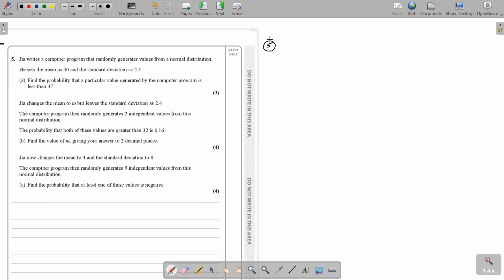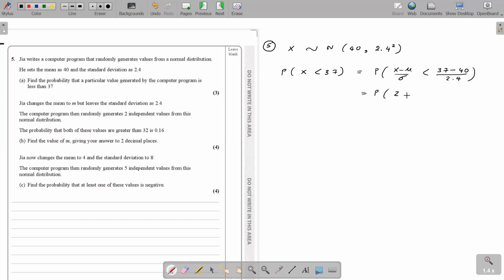Okay, so then X is the value that's generated from the normal distribution, right? So X has a normal distribution with mean 40, standard deviation 2.4, meaning variance is 2.4 square, right? Find the probability that the particular value generated by the computer is less than 37, which means what? X is less than 37. Let's find this. So turn X to Z: X minus mu over sigma, this one less than 37 minus mu, which is 40, over sigma, which is 2.4.